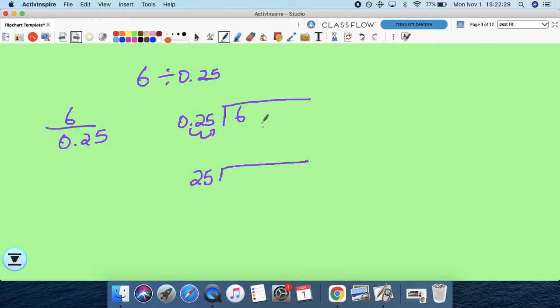And then inside this one, there's a decimal there, so we move it 2 times. 1, 2. What do we do with these empty spaces? So we got to put a 0 and a 0. So now it's 600.